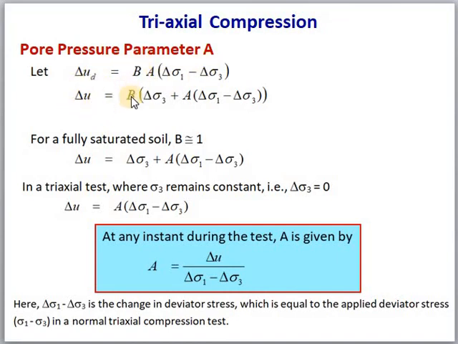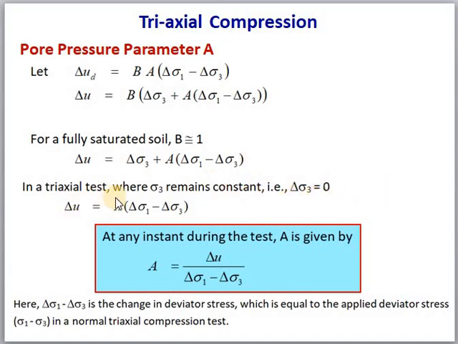So you just incorporate this constant in that general equation. So you have delta U equal to B into delta sigma 3 plus A into delta sigma 1 minus delta sigma 3. So if the soil is fully saturated, we know that B is always 1. So delta U equal to delta sigma 3 plus A into delta sigma 1 minus delta sigma 3. And in the triaxial test, you know that once you apply the confinement, it will be constant. There won't be any change in the confinement for a particular instance of the test, because you are only applying the deviator stress. So this delta sigma 3 term becomes 0.